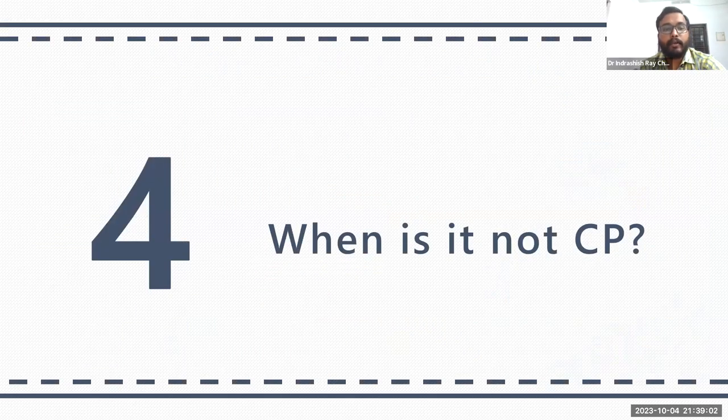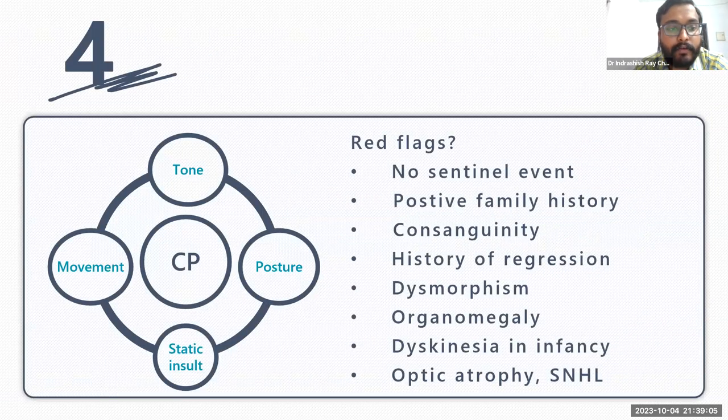So when is it not CP? CP is usually a heterogeneous group of disorders involving abnormalities of movement, tone and posture caused by a static insult to the developing immature brain. But red flags will be no sentinel event. However, a sentinel event can coexist with a CP mimic, which causes diagnostic overshadowing. Other red flags are positive family history, consanguinity, history of regression, dysmorphism, organomegaly, dyskinesia in infancy. Nowadays, in Western literature, dyskinetic CP is usually a neurometabolic or genetic disorder until proved otherwise, since perinatal care has improved. Optic atrophy and sensorineural hearing loss also point towards the red flags.